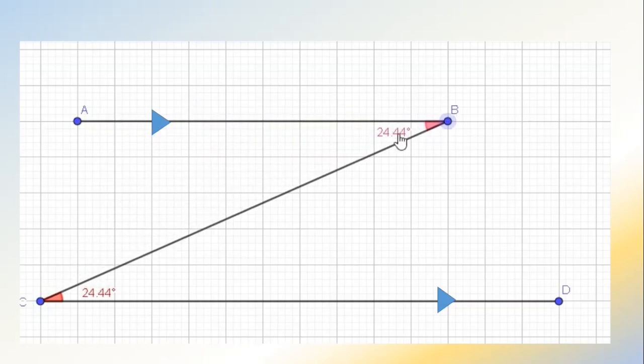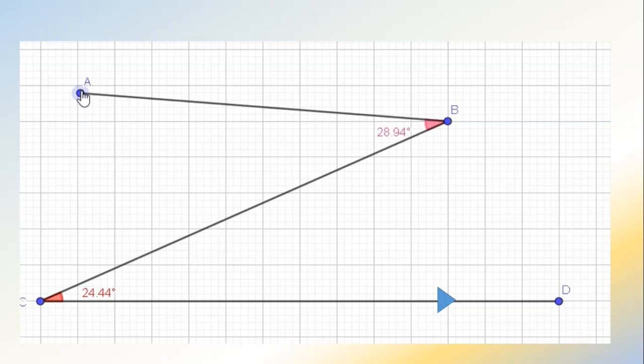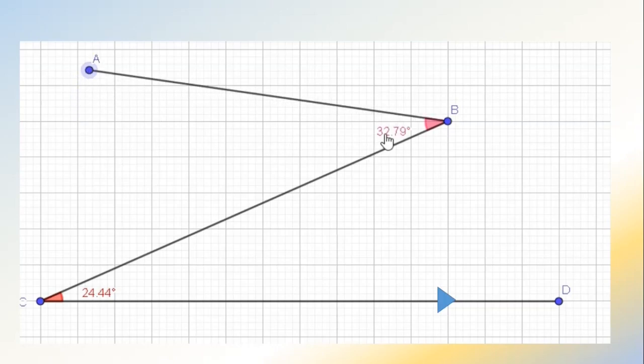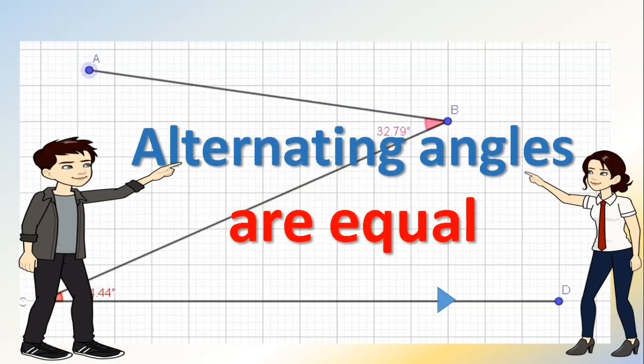Look, since AB is parallel to CD, every time we change the location of B and C, the points, or A, we have the same measure. But once AB is no longer parallel to CD, then the two angles ABC and BCD are no longer equal since they are no longer alternating angles. So what do you conclude? We conclude that alternating angles are equal.